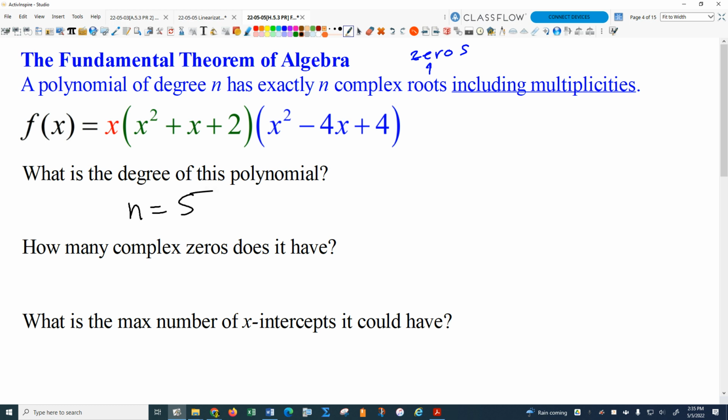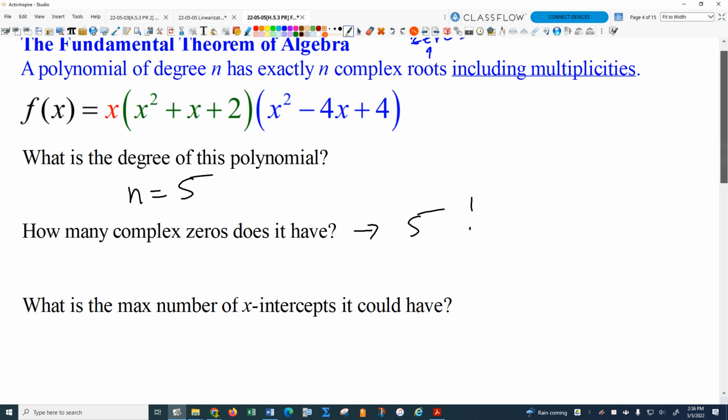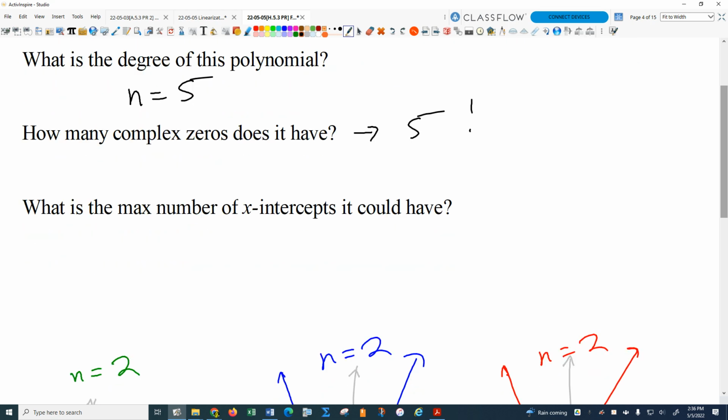How many complex zeros does it have for sure? 5, yeah. For sure. What's the max number of x-intercepts it could have? It could be 5 x-intercepts, right? Whatever the degree is, that's the maximum number of real zeros we could have. How do we know that? Because if it's guaranteed to have 5 complex zeros, couldn't they all be real? Potentially, right? Turns out they can't, but we'll talk about that later. There's a tricky reason why they can't, but for now we don't know that.